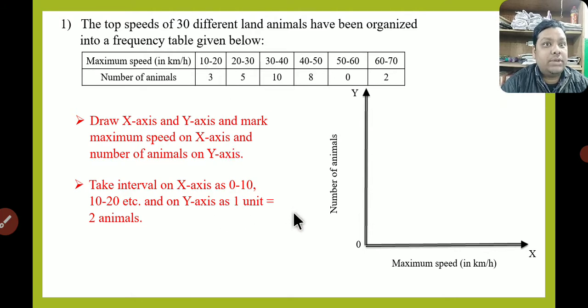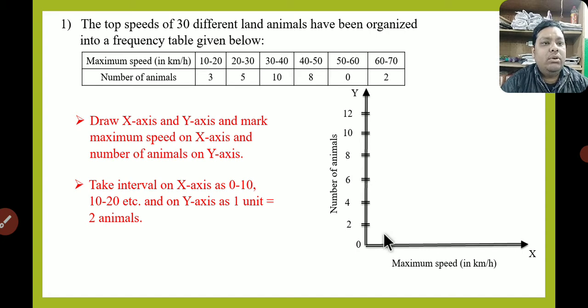Okay, always we have to start from 0, and then we will take number of animals. So we have to take y-axis as 1 unit equal to 2 animals. So after 0 we will write 2. Okay, then 2 gaps now, it means 2 2 are 4, then 6, then 8, then 10, then 12, up to 12 we can go.